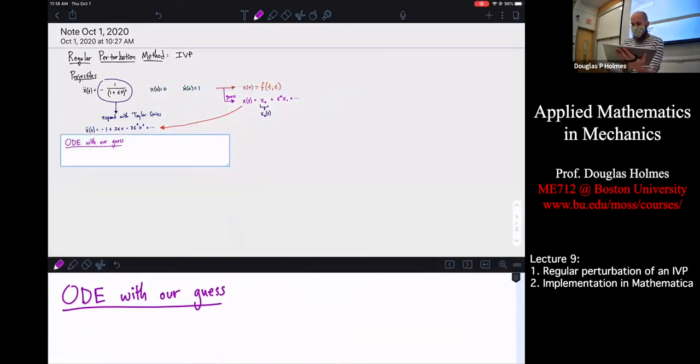Okay. So that means that the left-hand side becomes x double dot naught, because this is the first term in our series, plus epsilon to the alpha of x1 double dot, plus some higher order terms. And this is going to be equal to negative 1 plus 2 epsilon x naught.